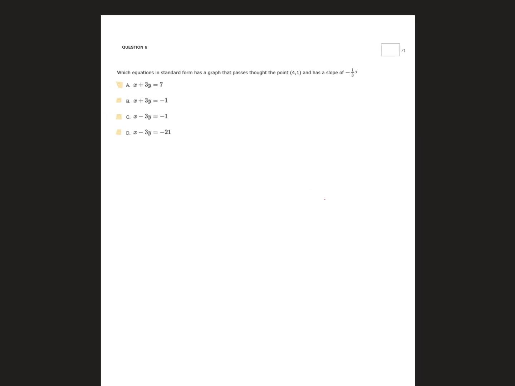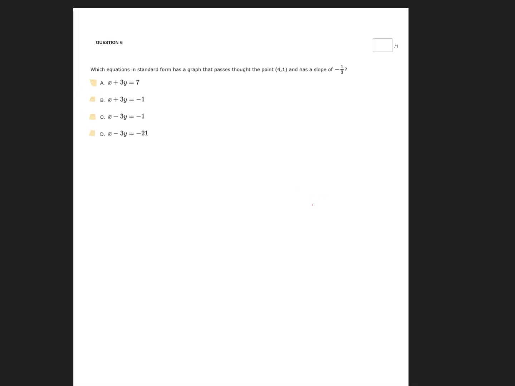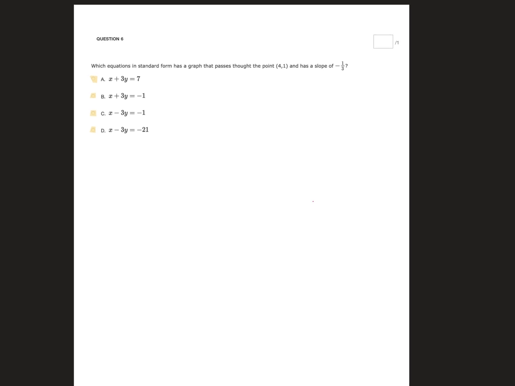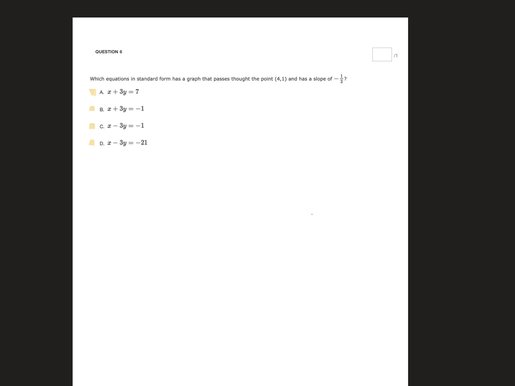Okay, so this problem wants to know an equation in standard form that passes through the point (4, 1) and has a slope of negative 1/3. So let's see, what do we have? Well, we have a point and we have a slope. So I'm going to put this into point-slope form.